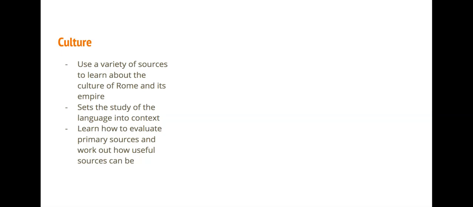Within this culture section, we'd also be learning how to evaluate our primary sources, so the things actually from the time of the ancient Romans, and that will let us work out how useful those sources can be. Now, there are two areas which we would study within culture, and let's look at them both now. So the topics are these. Roman Britain, and there's a few different parts to each one.